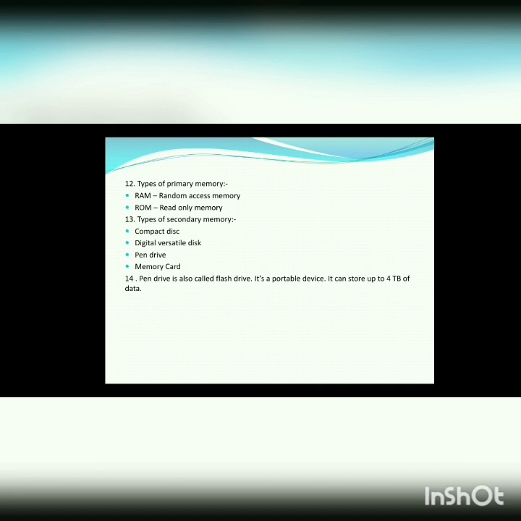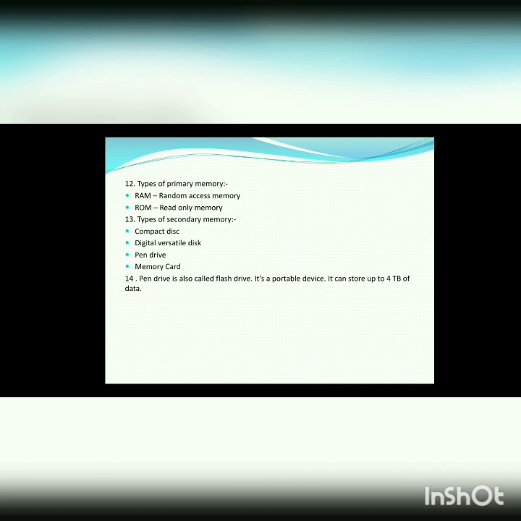CD stands for compact disc. DVD stands for digital versatile disc. These are circular in shape and their diameter is 4.7. Pen drive is the small device and the port where we place the pen drive in CPU, that is called USB port, universal serial bus, that is used to connect the external devices.